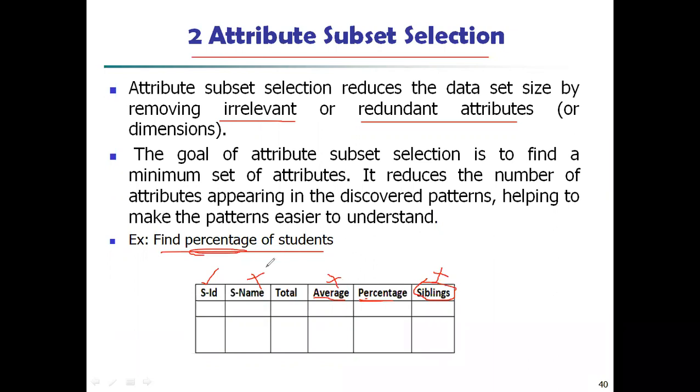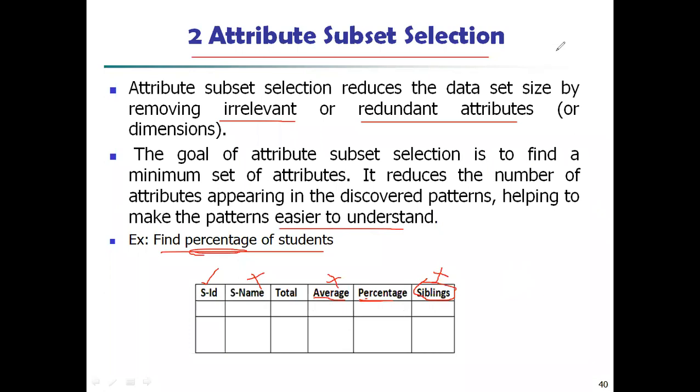If you apply this kind of attribute selection, then it may be easier to understand. Instead of having 6 columns of data, you may have 3 columns of data, which means it is easy to understand, isn't it? And it will also save your memory space, and you have many other advantages also. That is the concept of attribute subset selection. Clear?